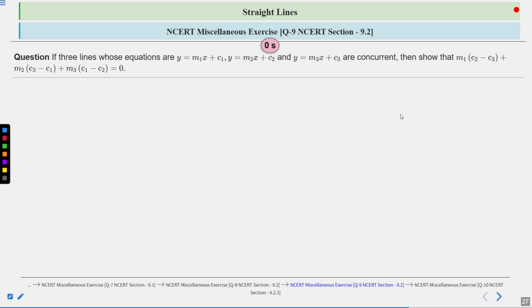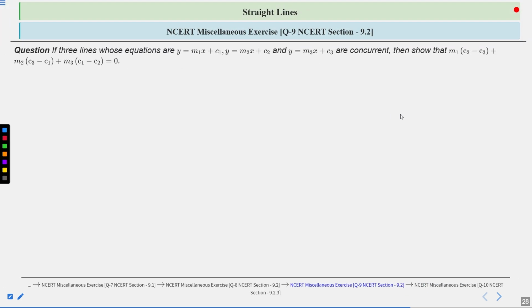Okay, students, now we will solve this question. Here we are given three lines, whose equations are given, and they are concurrent. Then we have to show that m1(c2 - c3) + m2(c3 - c1) + m3(c1 - c2) = 0. The equations of the given lines are y = m1x + c1, this is the first equation; the second equation is y = m2x + c2; and the third equation is y = m3x + c3.